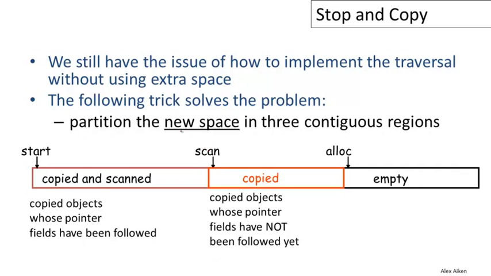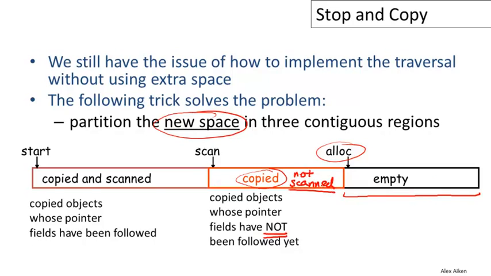So we're going to partition the new space, and this is just the new space here, into 3 contiguous regions. Let's start with the one at the far right. We're going to have the empty region where we're allocating new objects, and there's an allocation pointer that points to the beginning of that region. So this is the region that we're filling up with objects that we're copying over, and this is just empty, unused space. Now, immediately to the left of that region are the objects that have already been copied but not scanned. Okay, this is copied and not scanned.